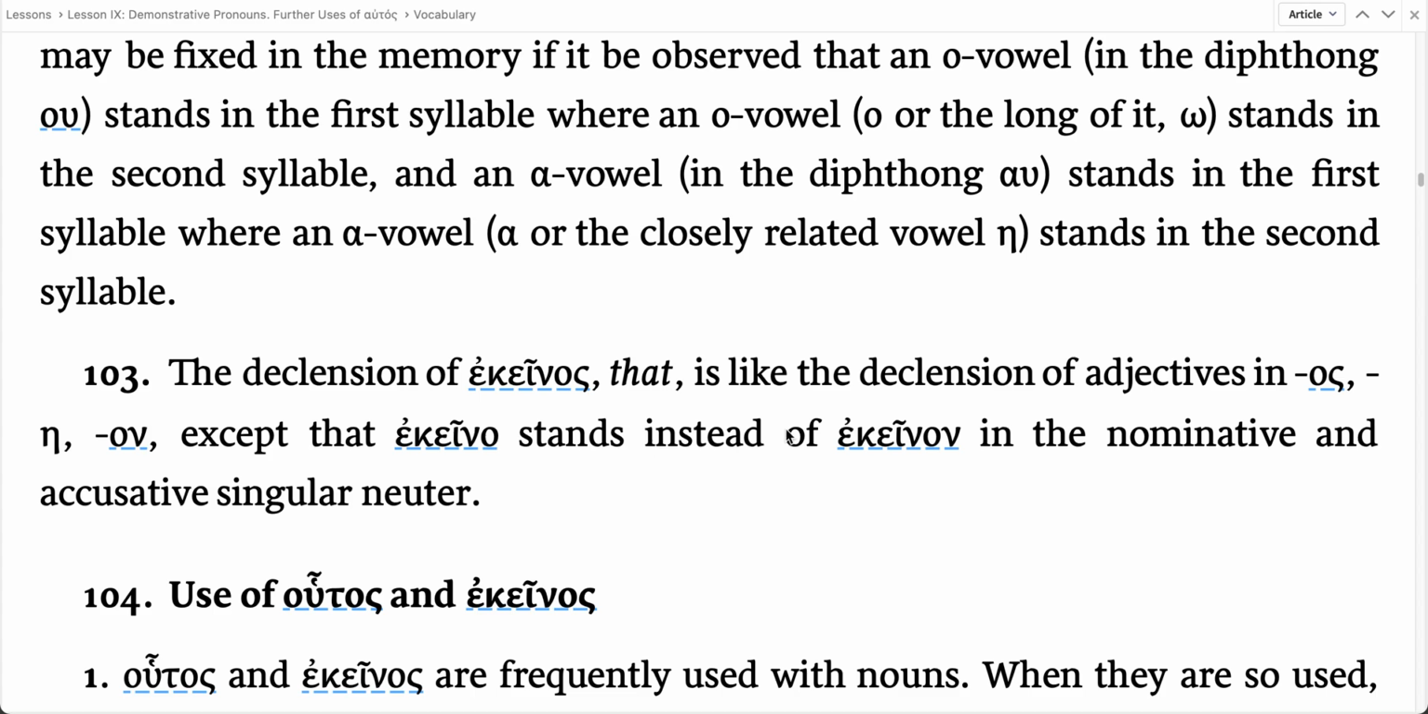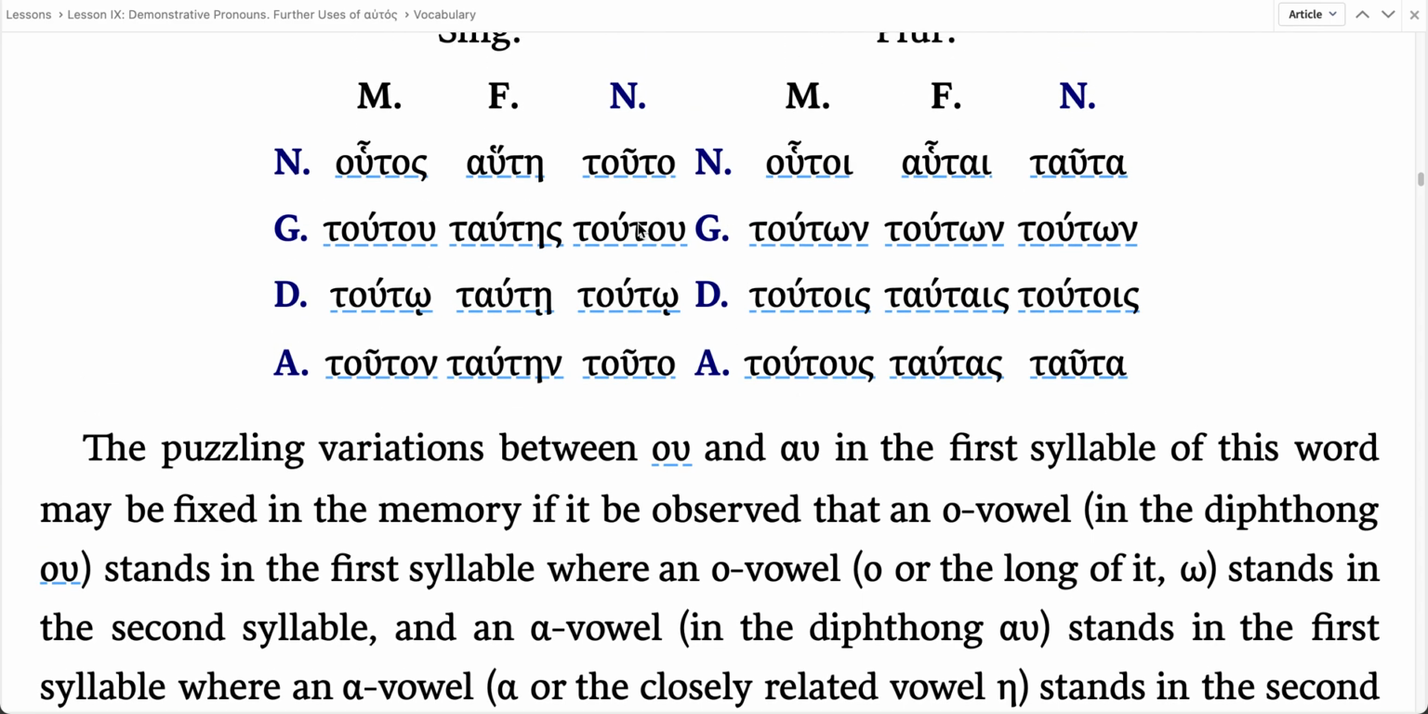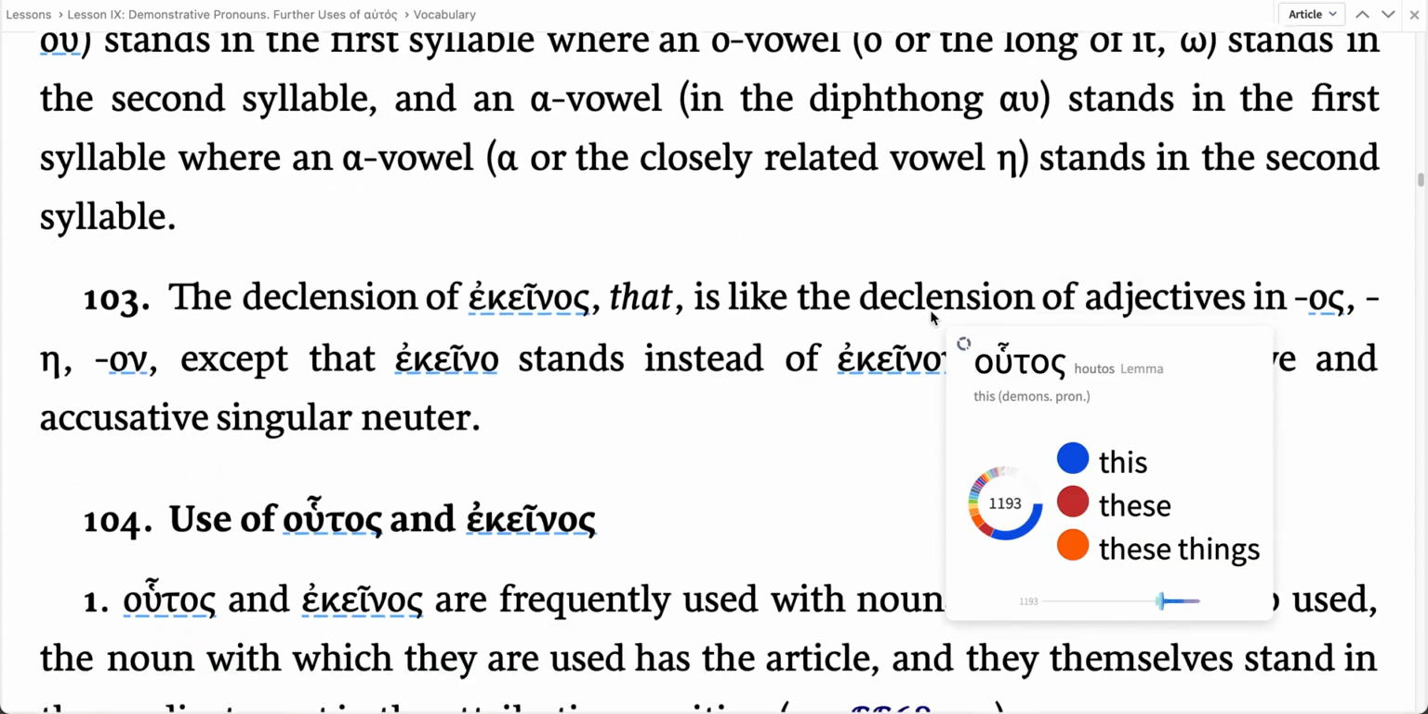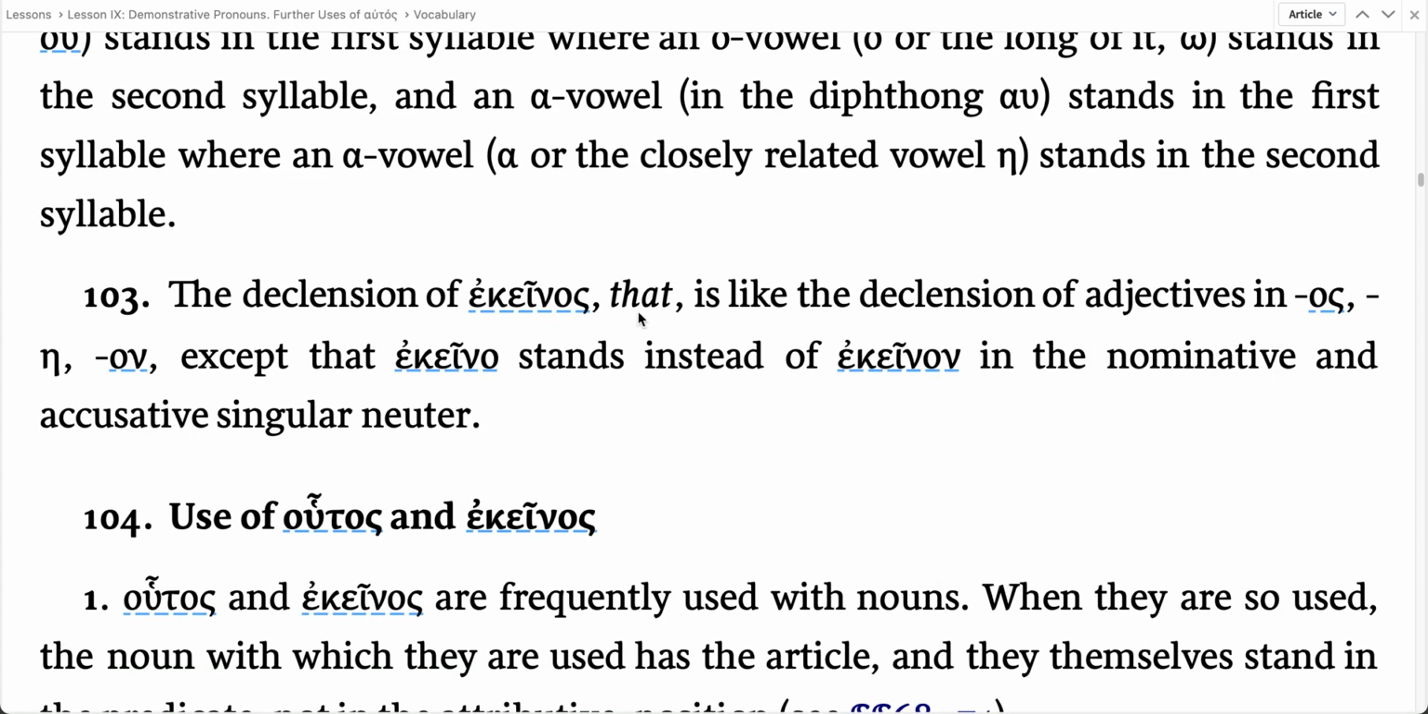So you want to go back to that paradigm I just showed you, paragraph 61. It's in lesson number 6, and you want to go back to that. Okay. So that is how this would work in terms of the near demonstrative, this and these, and then you have ekeinos, which is that and those. The singular is that, far demonstrative. Those are the plural version of the far demonstrative.